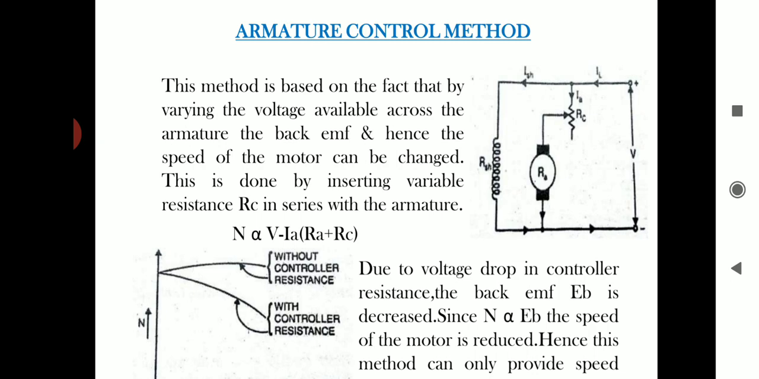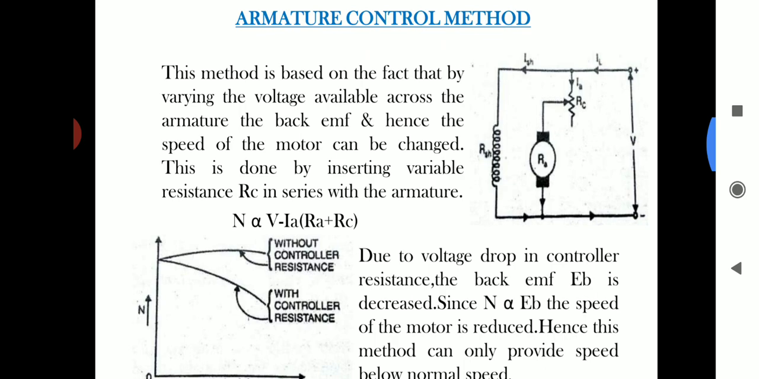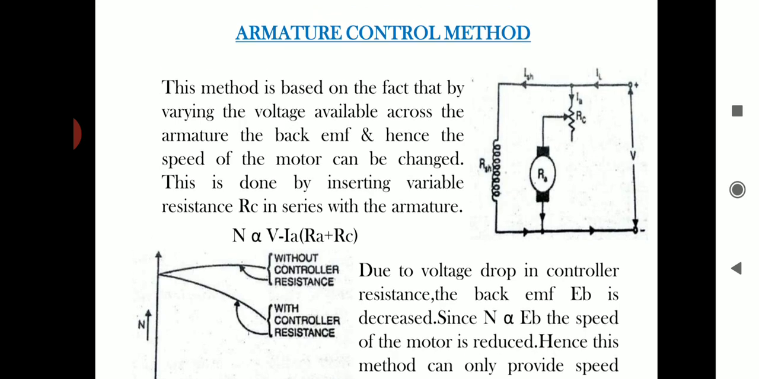Now see what will happen if you insert this resistance in series with the armature. This will affect the voltage, and from voltage it will affect the back EMF. You know the formula: N is directly proportional to V minus IA (RA plus RC). Already we have seen this formula in the class. Where RC is the controller resistance which is connected in series with the armature.